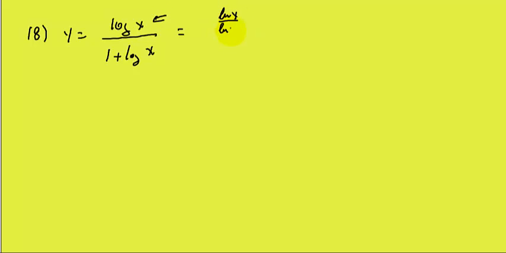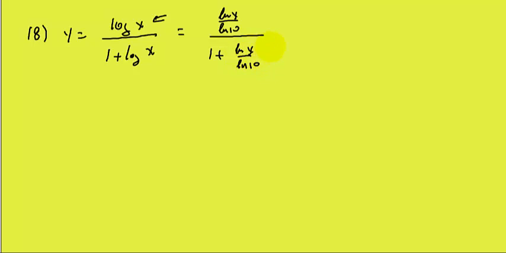Let's do 18, because I think you might get confused when you get something like this. So y is equal to, I wasn't going to do this, but I think I better, log of x over 1 plus log of x. What you want to do here is change everything into ln's, because they're easy. The top one is really ln of x over ln of 10, all that over 1 plus ln of x over ln of 10.